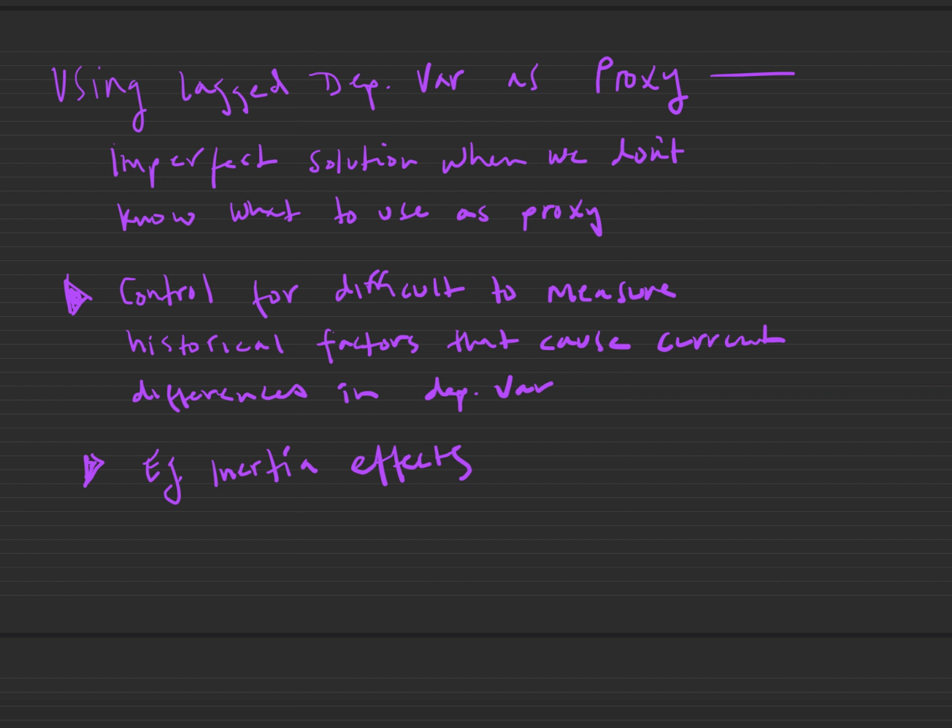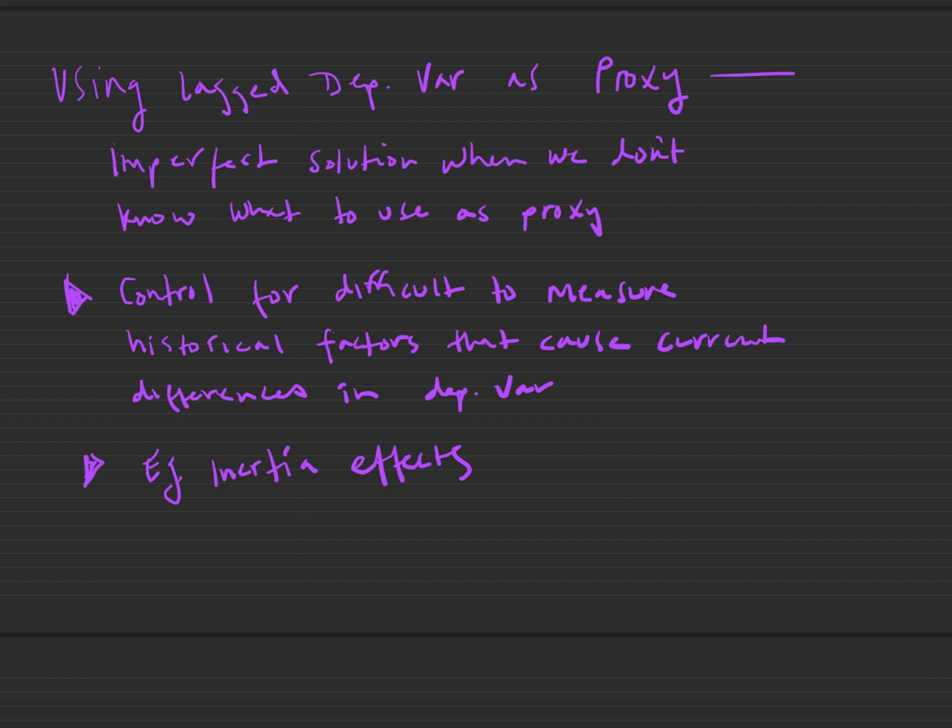In this video we're going to discuss using a lagged dependent variable as a proxy. This is an imperfect solution when we don't know what to use as a proxy variable. In the last video we looked at an example where we had an omitted variable that was ability, and we didn't have data on ability, but we probably could have used something like IQ as a proxy variable. Sometimes we just don't have a good idea of what we can use as a proxy variable.